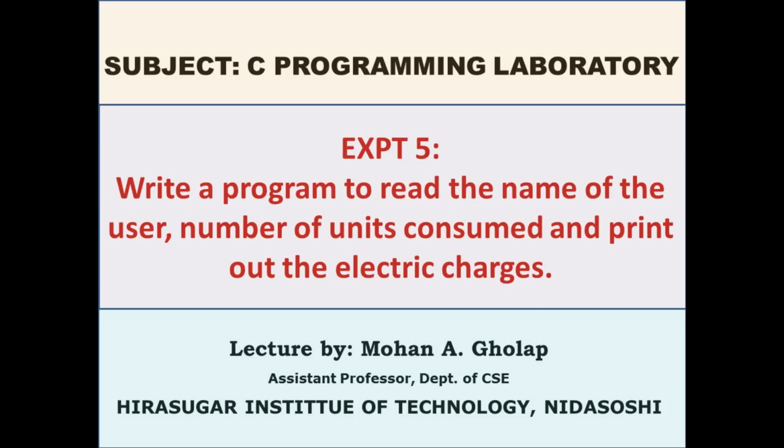Dear students, let us discuss experiment number 5 from the C programming laboratory. The aim of this experiment is to write a program to read the name of the user and the number of units consumed, and print out the electric charges. Okay.